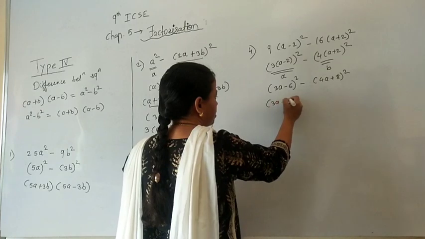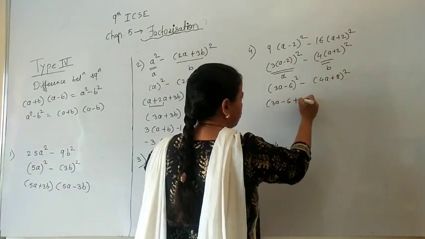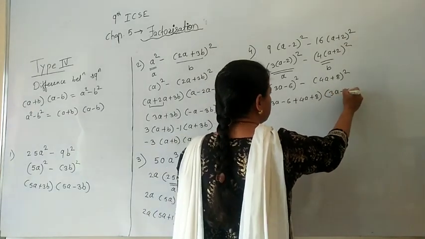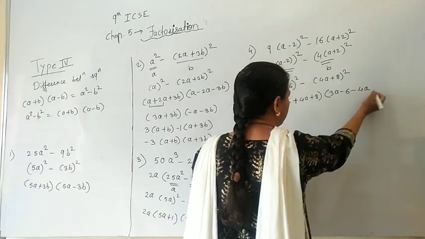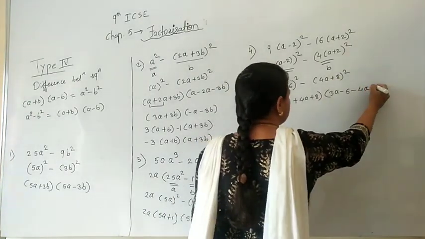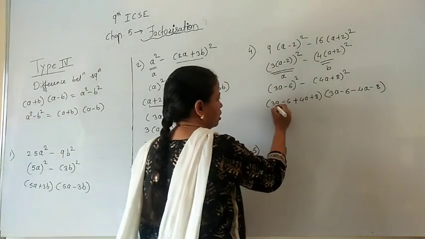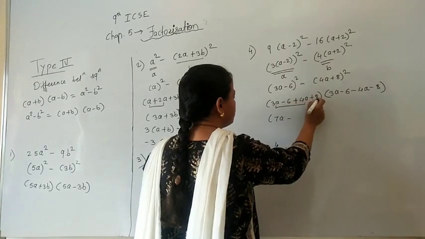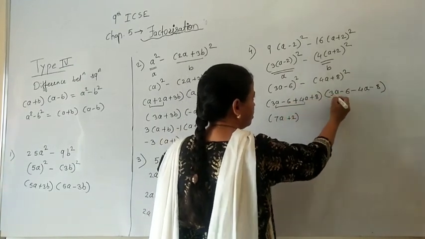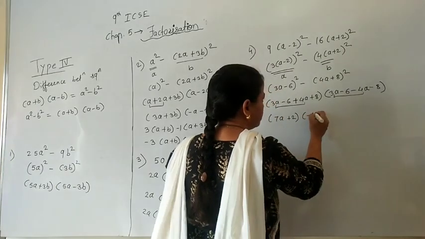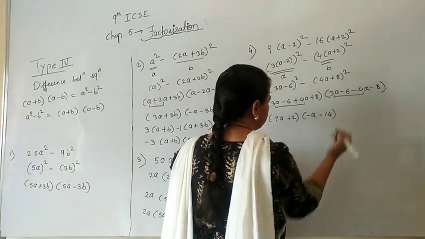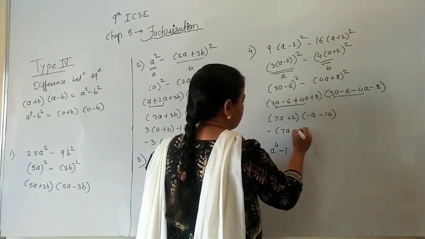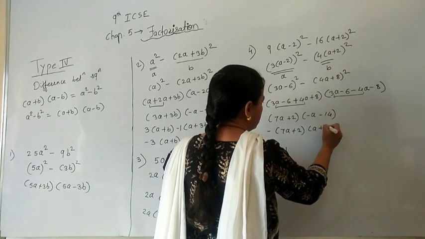So 3a minus 6 plus 4a plus 8. In the other bracket, 3a minus 6 minus 4a, because of the minus sign, this sign will change, minus 8. Now similar terms are coming closer, so we have 7a minus 6 plus 8 will give 2, and here minus a minus 4b. So this minus sign I will take out, so I have 7a plus 2, and a plus 4b.